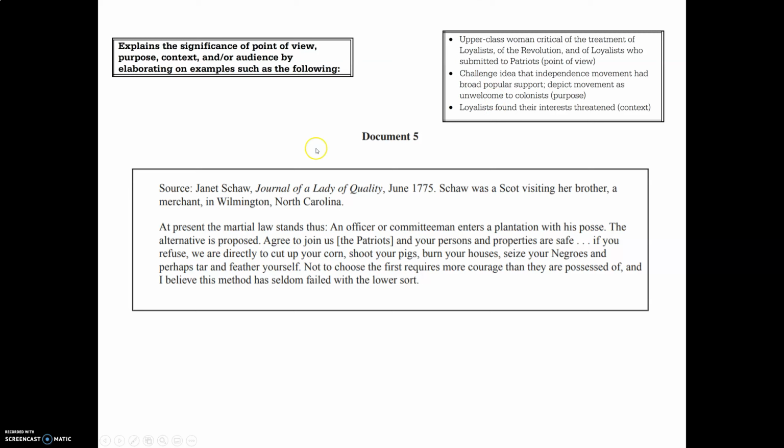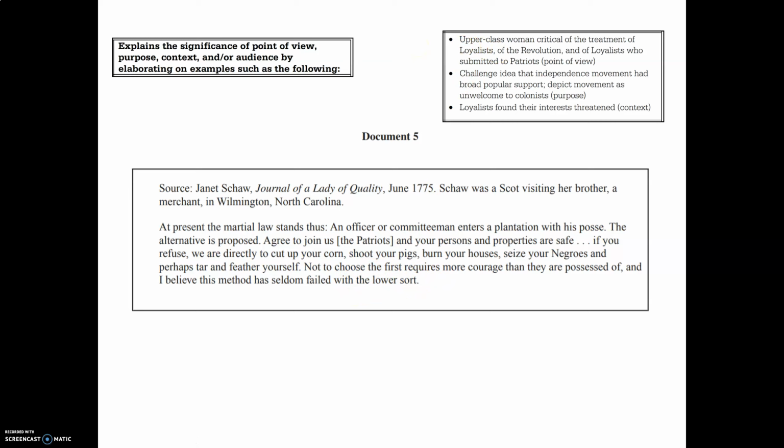Also, her document is called Journal of a Lady of Quality. That's not something a person at the bottom of society would be writing, because they wouldn't be writing at all. She also talks about the lower sort in sort of a dismissive tone. So we've got the feeling she's definitely upper class. That's where they get the upper class woman.